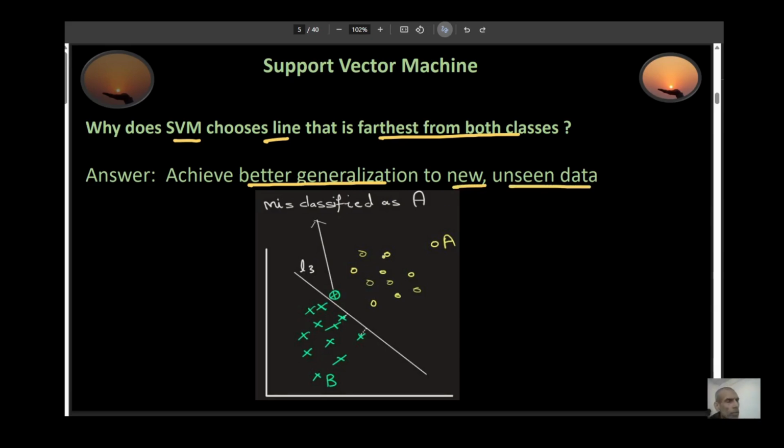Now let's understand this through an example. Suppose I have this line L3 that acts as a decision boundary between class B and class A, and you can see that this line is very close to class B. Now, if I have this new unseen data right here, just by looking at this you can tell that it actually belongs to class B. But according to this decision boundary, it is going to be classified as class A because it falls on this side. So that's why you want to make sure that you pick the right line that best separates both the classes.